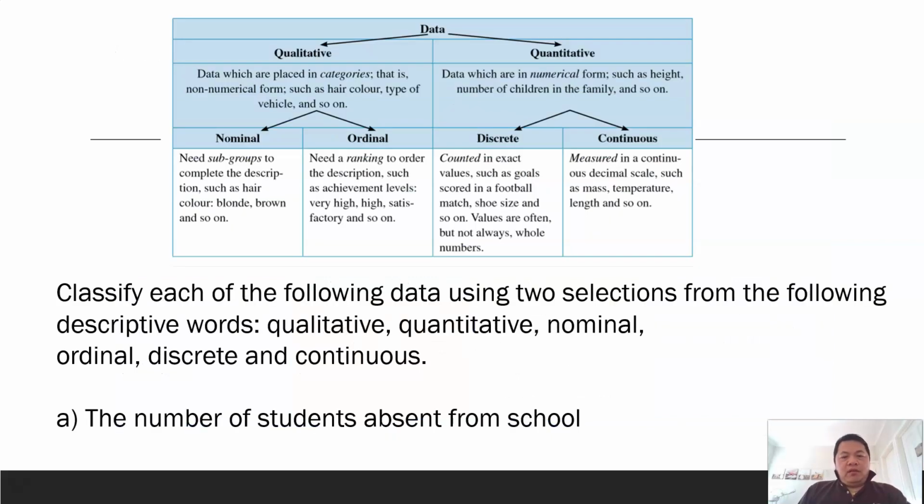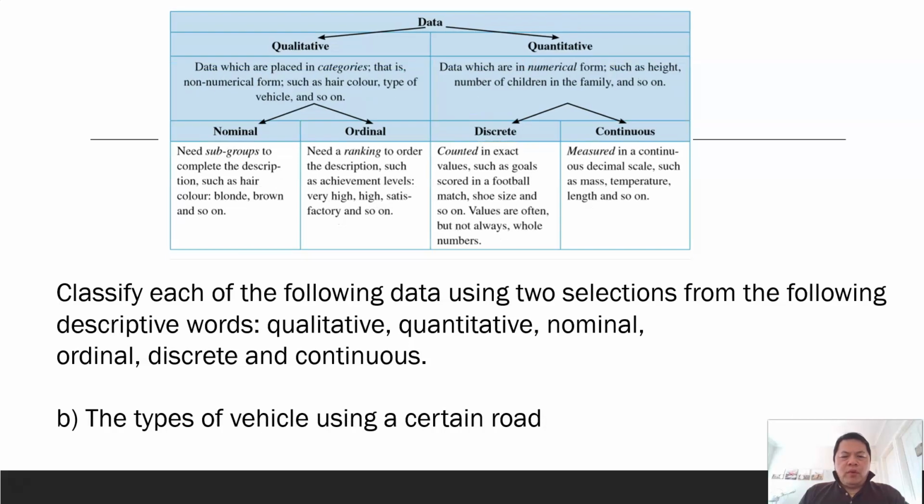For example, in your text, they ask you, when you are given a statement like this, the number of students absent from school is something that maybe I'm interested in finding out. So is this supposed to be quantitative or qualitative? Yep, that's right. It's a definite number. If there are 8 people who are absent from school, it's a definite number, it's quantitative, and because it's a fixed number, it must be discrete. Okay, well done. What about the next one?